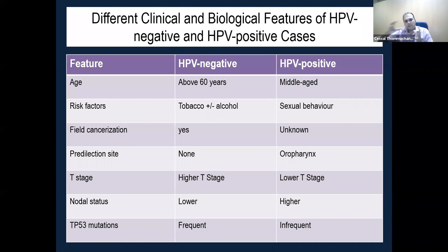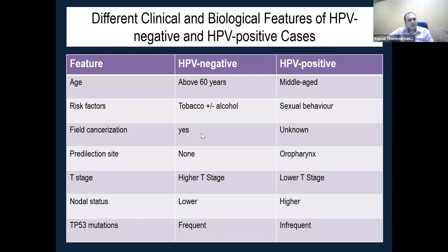Middle-aged man with no history of habits, presenting with small primary, large cystic nodes, and poorly differentiated histology with basaloid features. This is characteristic of a P16 positive carcinoma oropharynx. So all these patients should have a P16 assay, and this has to be staged accordingly. Although there is no difference in treatment, prognosis is different.